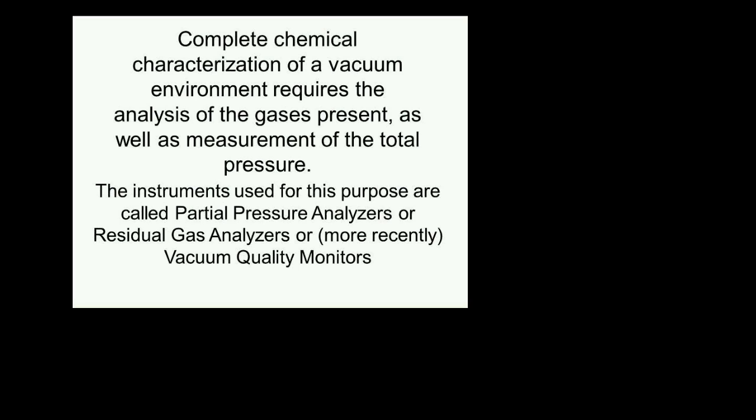The instruments that are used to measure gas composition in a chamber are called partial pressure analyzers or residual gas analyzers, and more recently, vacuum quality monitors. So today, we're going to be talking about how a partial pressure analyzer works. I'm going to focus exclusively on quadrupole-based residual gas analyzers.